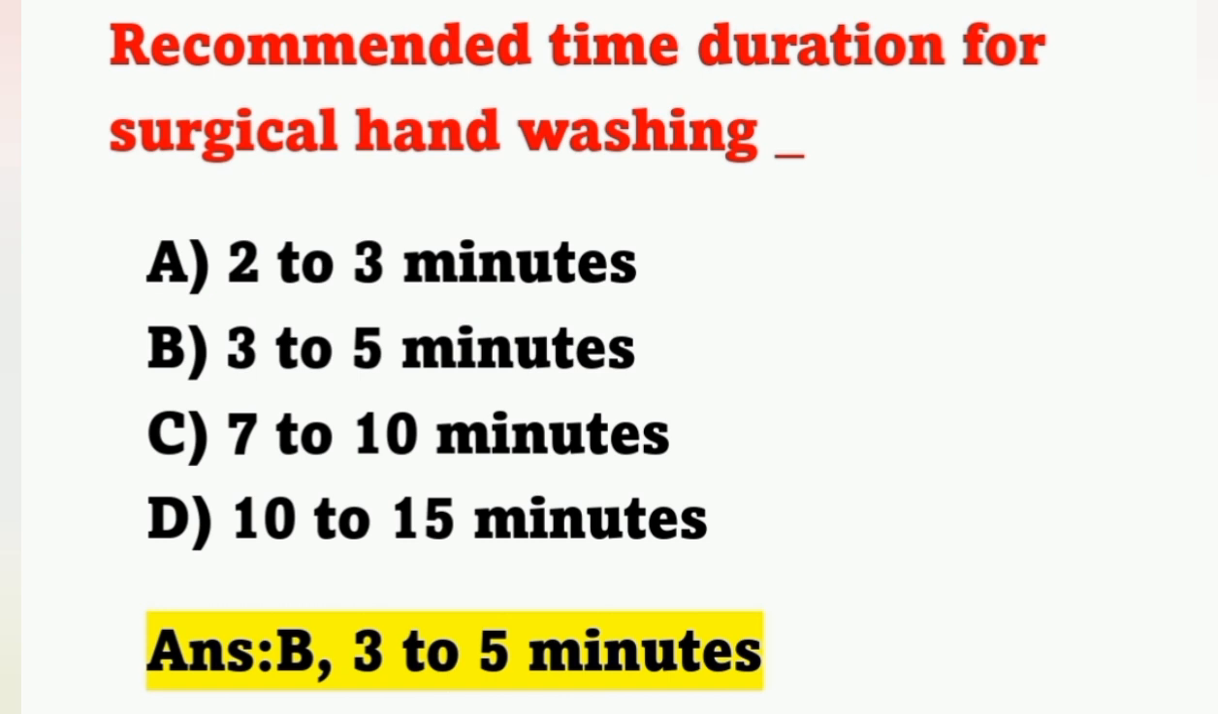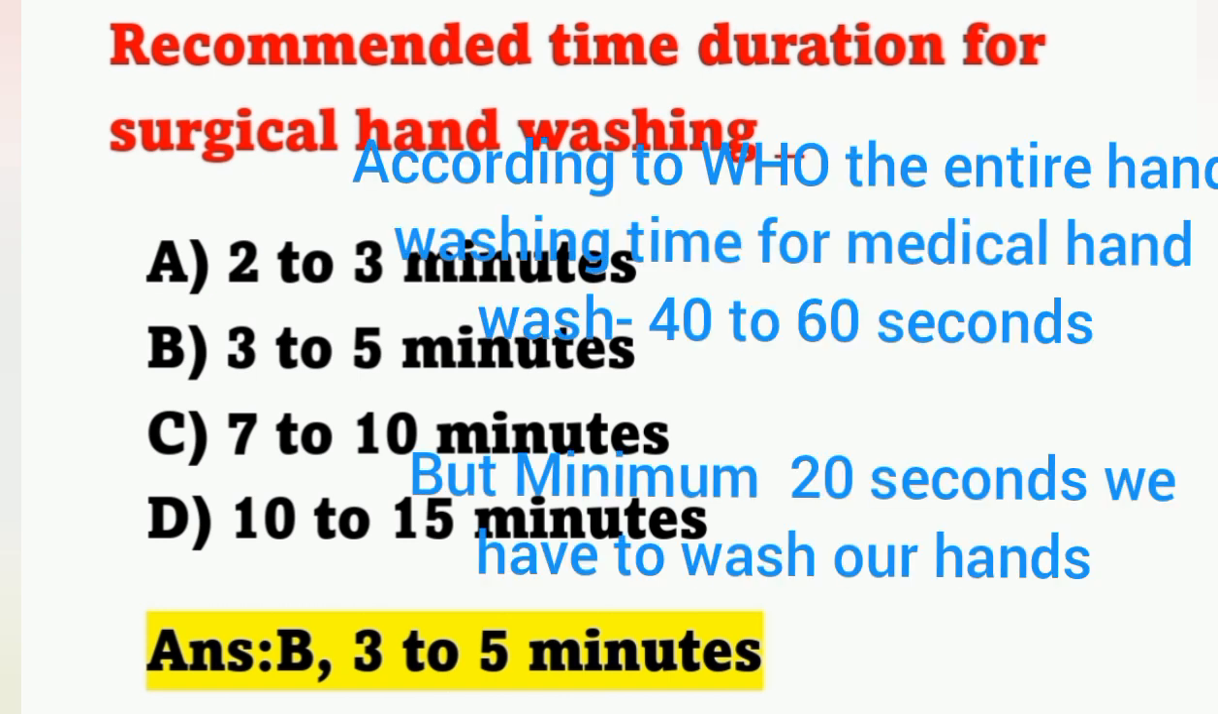Okay. Some important points after surgical hand washing: we have to keep the hands above the level of our elbow, because the elbow is considered more contaminated than the hands. So the water goes from the tip of the fingers to the elbow. We have to wash hands for 3 to 5 minutes and keep the hands above the level of the elbow.